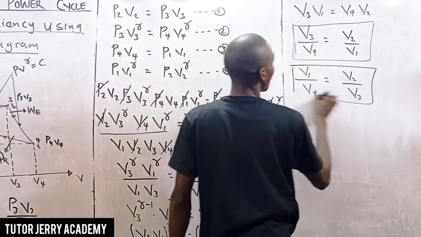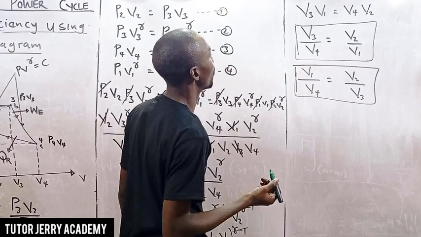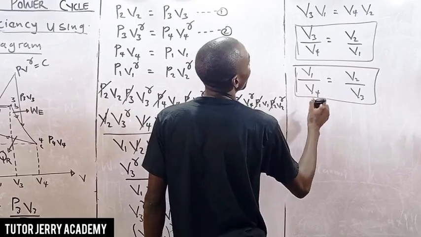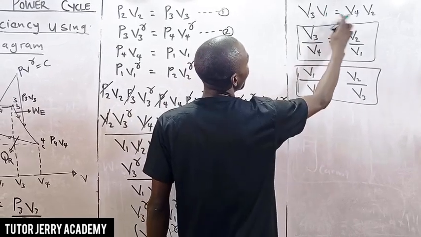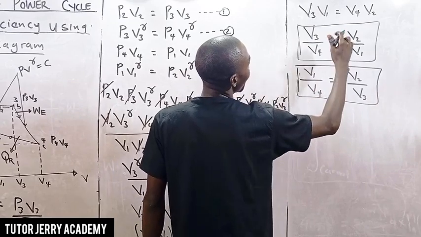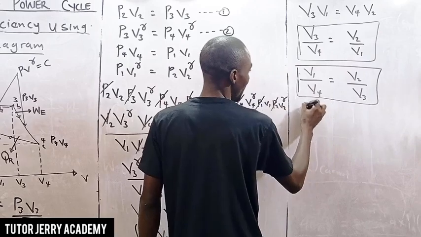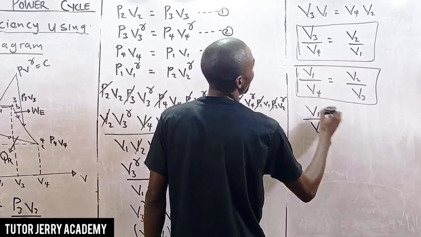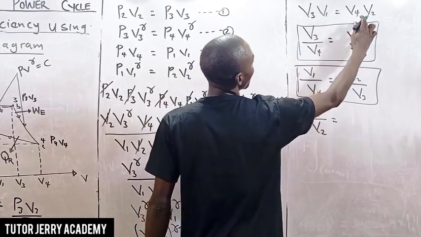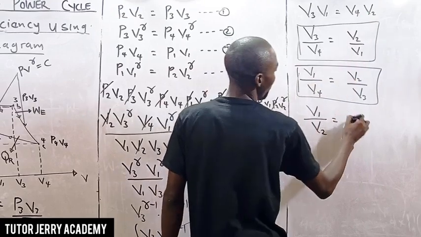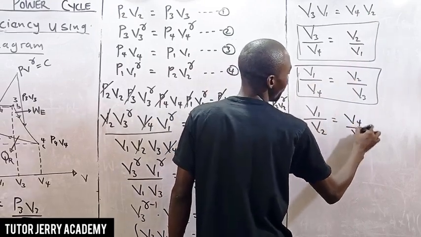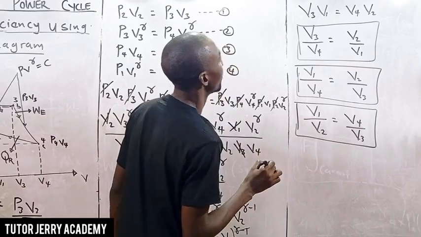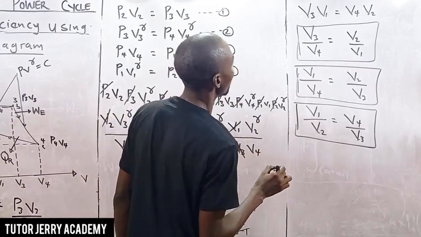The other way that we can do is this. We can decide to write V1 all over V4. Okay, I've written that. We can decide to write it as V1 all over V2, then will be equals to V4 all over V3.